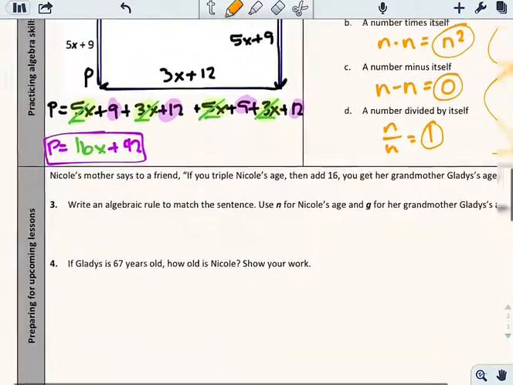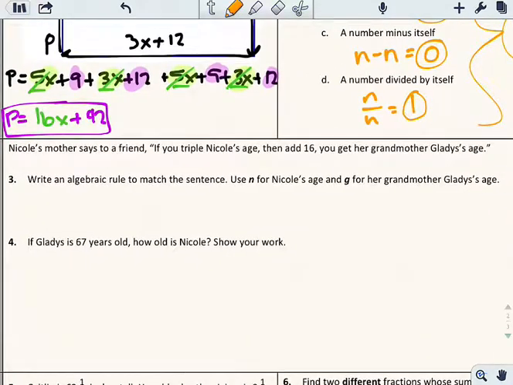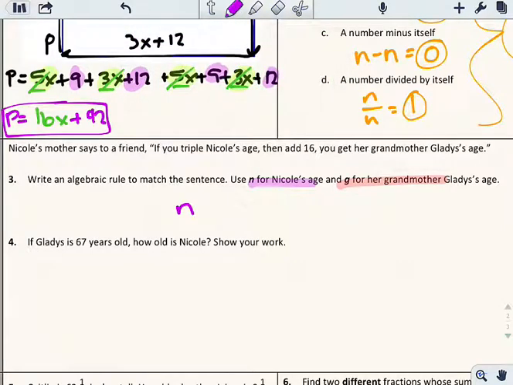This problem right here. Nicole's mother says to a friend, if you triple Nicole's age and add 16, you get her grandmother Gladys' age. Write an algebraic rule, and it tells you what to use for the variables: N for Nicole's age, G for Grandma's age. Let's get to it. If I take triple Nicole's age, 3N, then add 16, you're going to get her grandma's age. So 3N plus 16 is equal to G.